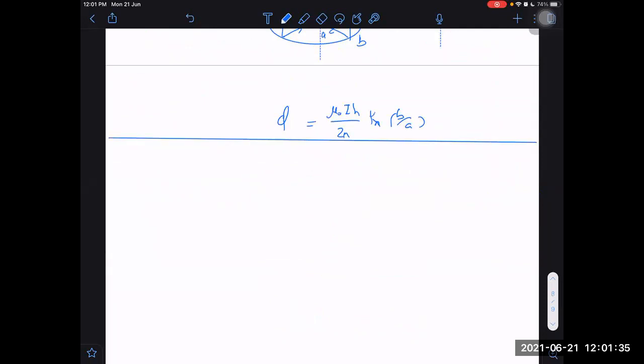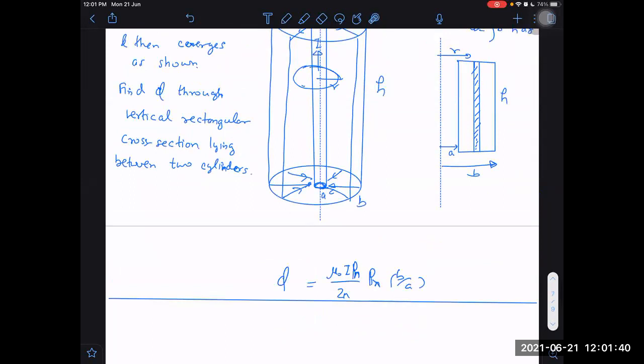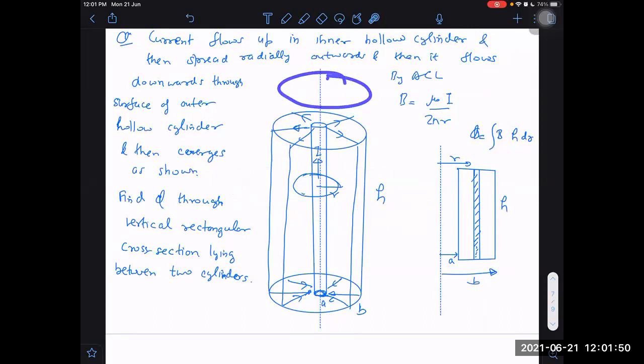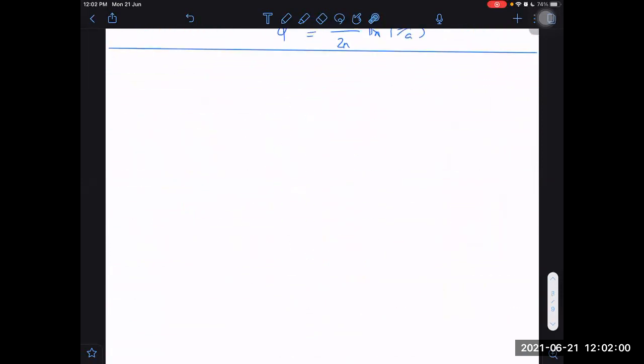Next we can tell why flux only exists in this section. We can prove it by Ampere's law. What is the field due to Ampere's law here? Zero. Net current enclosed is 0. Here 0. Here inside, if I take completely inside A, then also 0. Understood? All right.